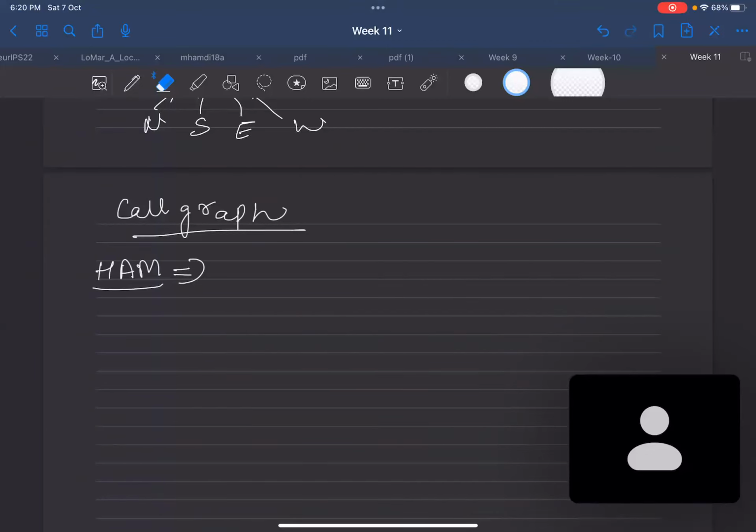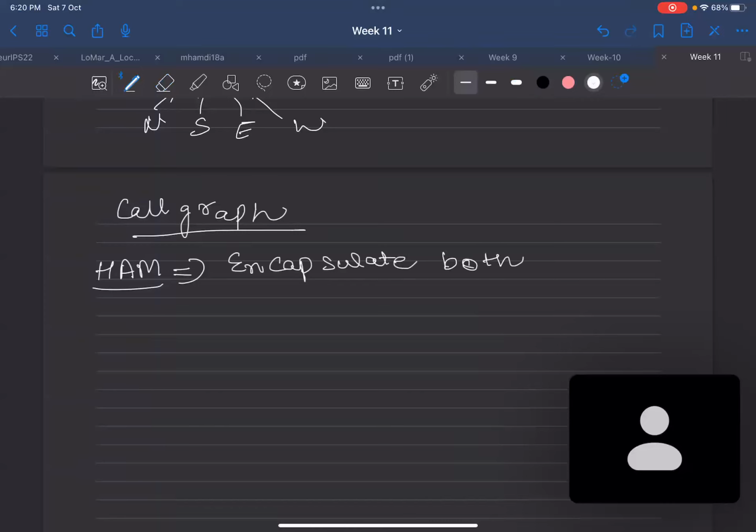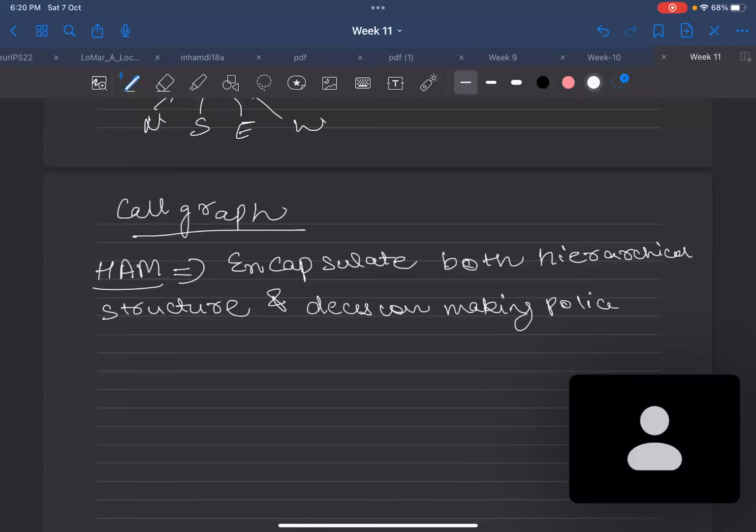So I can say, in easier words, they encapsulate. Frankly speaking, I have also not seen the video of the lecture on HAMs. I jumped to this because I thought that it was covered. I only know the overview of this. So it encapsulates both the hierarchical structure and the decision-making policy within that hierarchy.